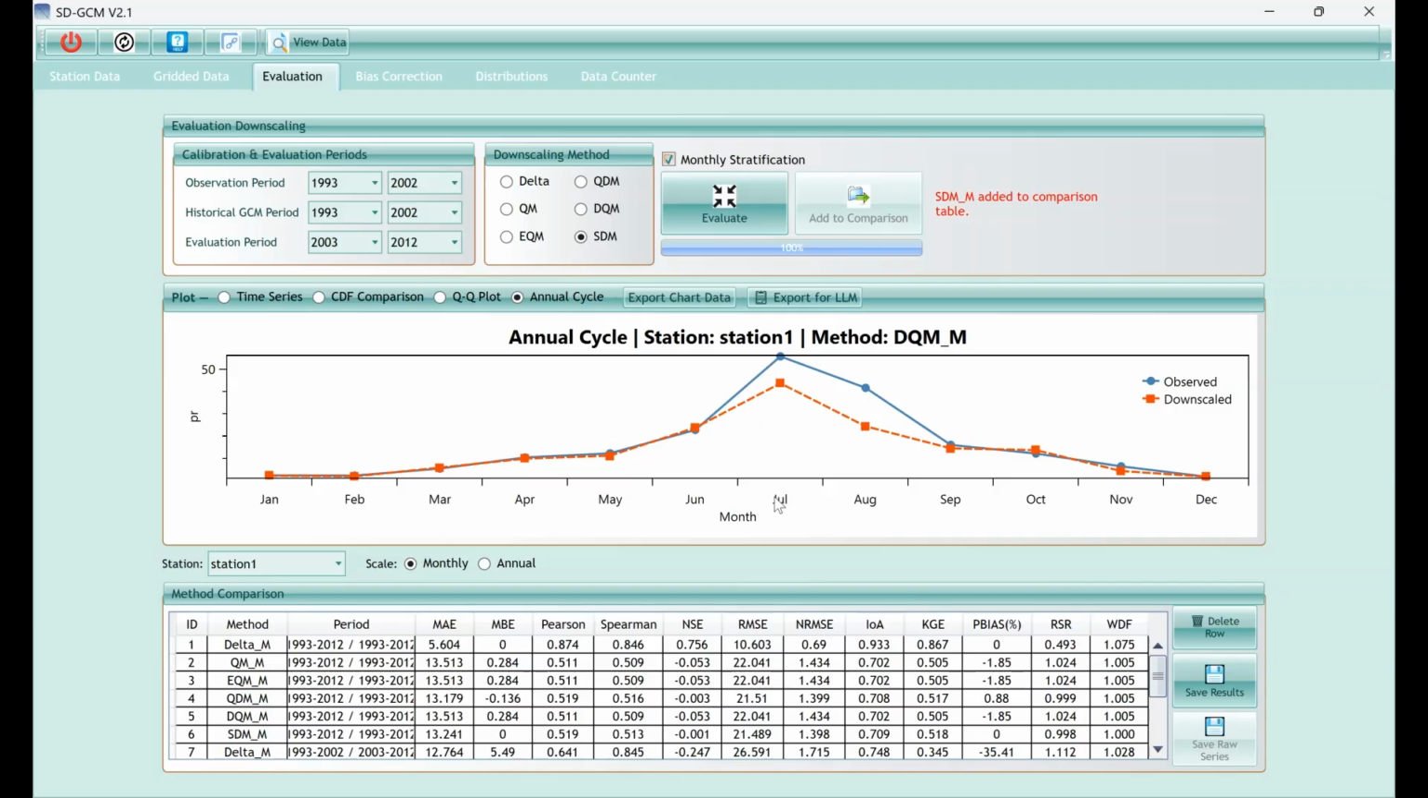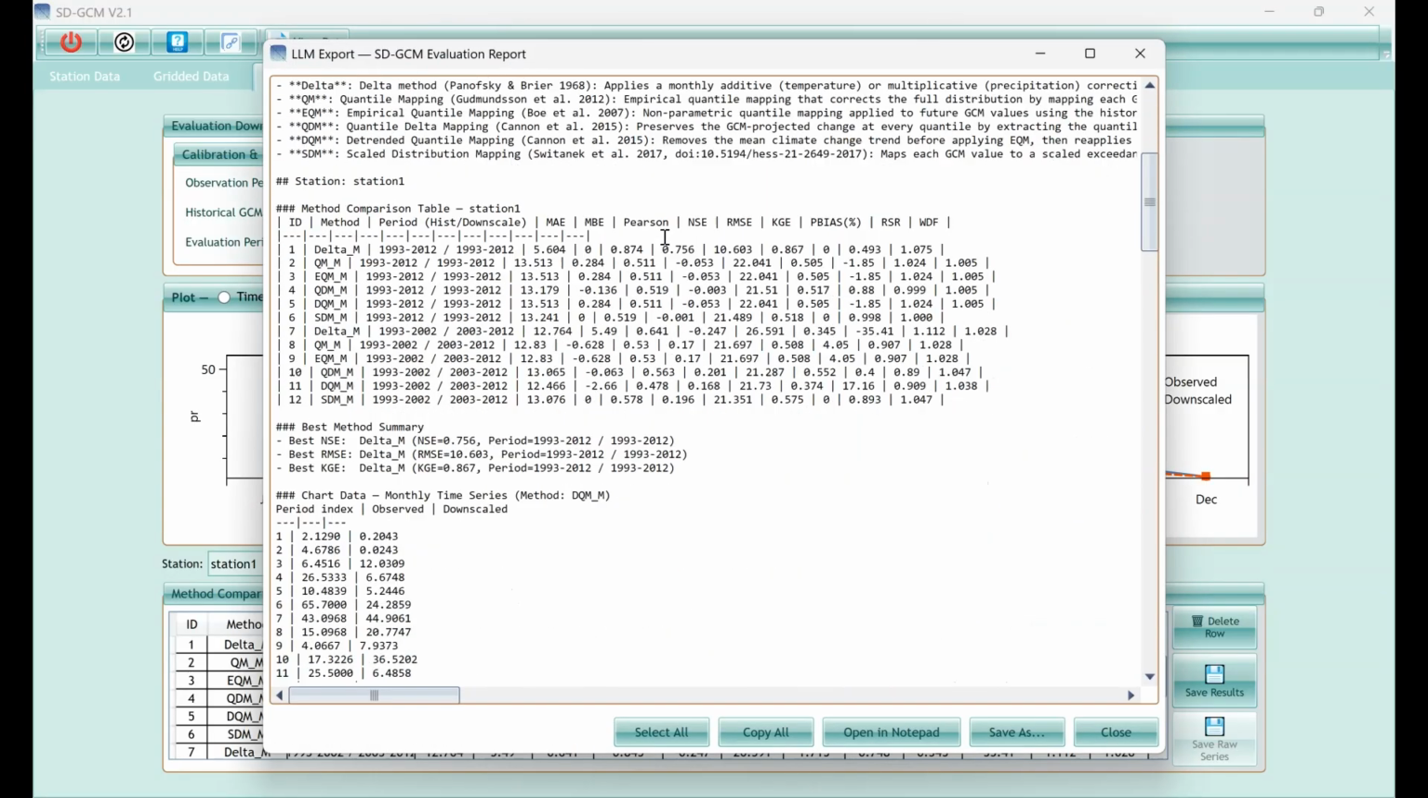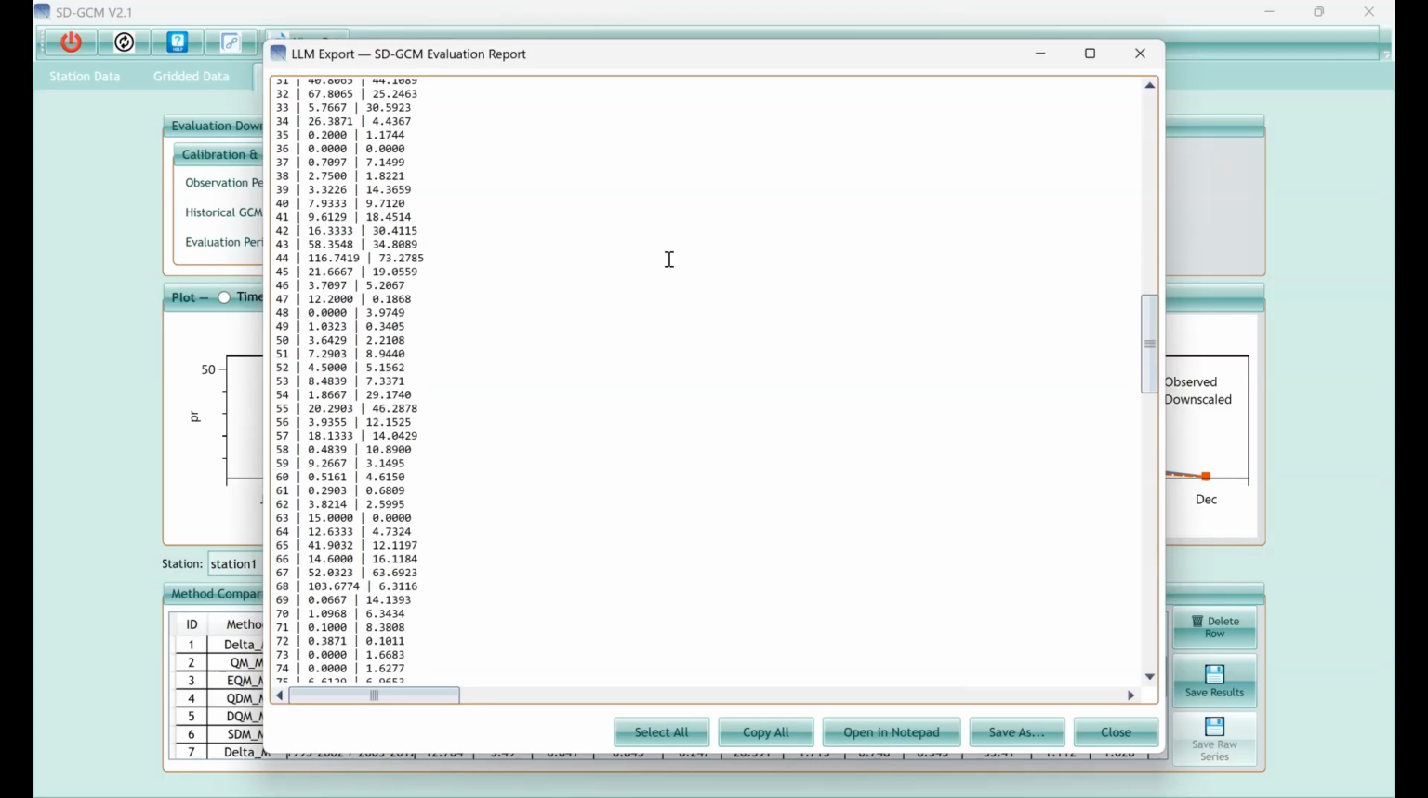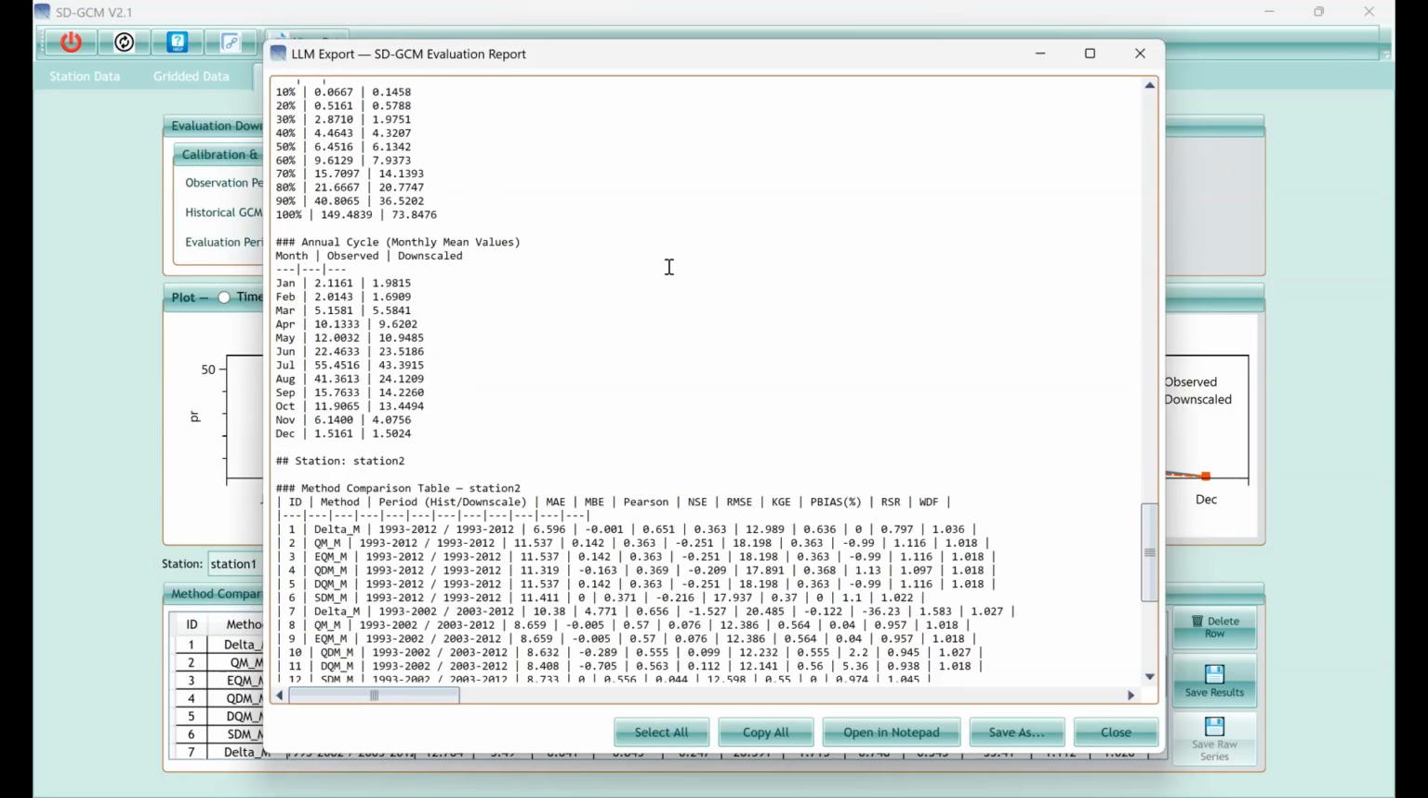The graphical comparisons above also help confirm these results by allowing you to compare the time series, cumulative distribution functions, quantile plots, and annual cycles for each method. Finally, if you'd like to analyze the results further, you can export the charts, save the evaluation table, or export the results for AI assistants such as ChatGPT or Gemini to generate detailed interpretations and reports.